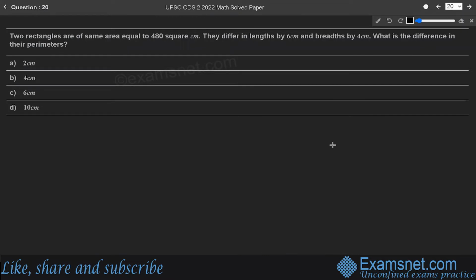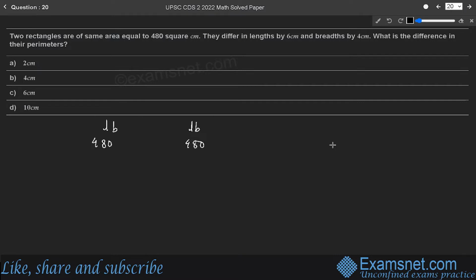Next question is, two rectangles are of same area equal to 480 square centimeter. They differ in length by 6 centimeter and breadth by 4 centimeter. What is the difference in their perimeters? First of all, the question says that two rectangles have the same area, which is equal to 480. We know that area of a rectangle is length into breadth. There are two rectangles, so there will be two areas and both are equal to 480.